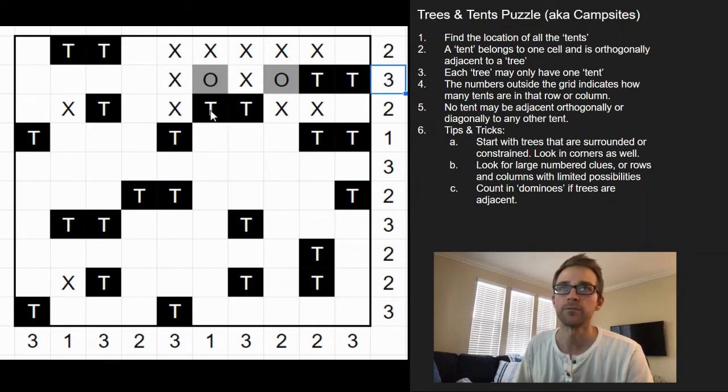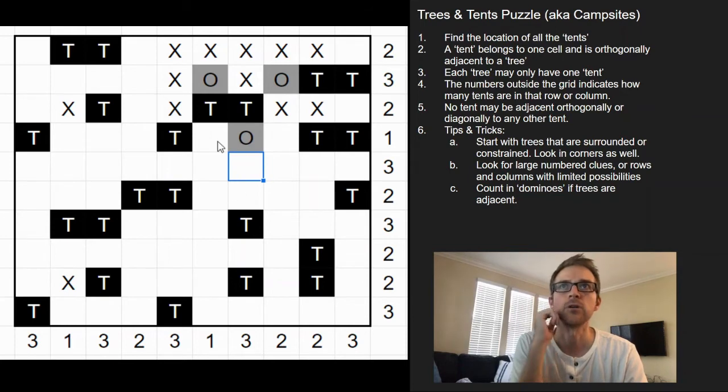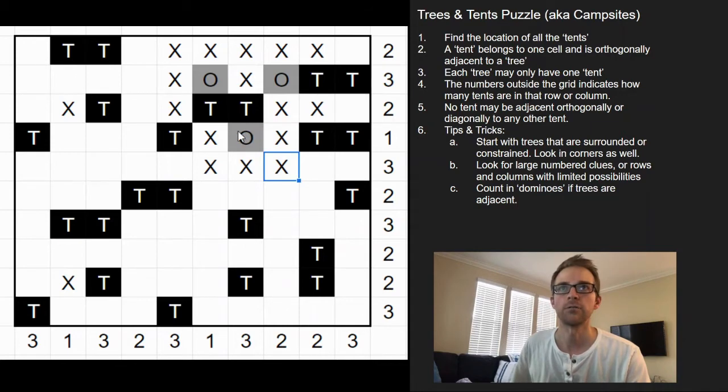But going back to my first clue, looking for trees that are surrounded, this tree is surrounded. It can't have a tent up here, can't have a tent there, can't have a tent here since there's another tree. So that forces one here. Because tents can't be diagonal from trees, they have to be orthogonally adjacent. So that forces that one. And that tent belongs to this tree. So we can color that in. Oops, let's make it the same gray. There we go. And then again, we can mark X's all around that.